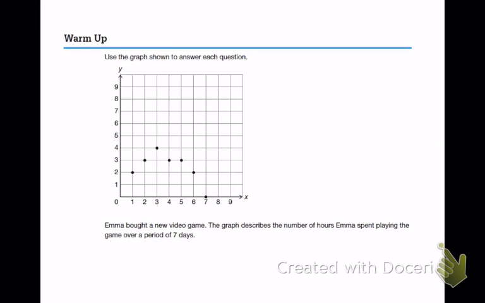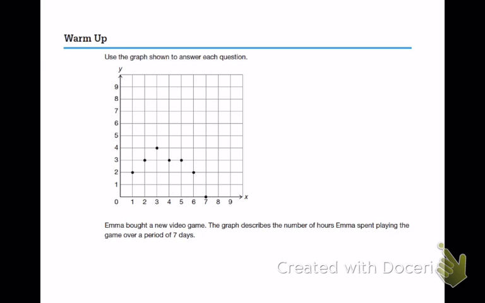All right, so here's a problem you guys were working on earlier. Emma bought a new video game. The graph describes the number of hours Emma spent playing the game over a period of 7 days. As you see the graph, we know it took 7 days to play the game. If we look at the x-axis, we see dots going across 7 times. But if we look at the y-axis, it only goes up to 4. So we should have data for 7 days.